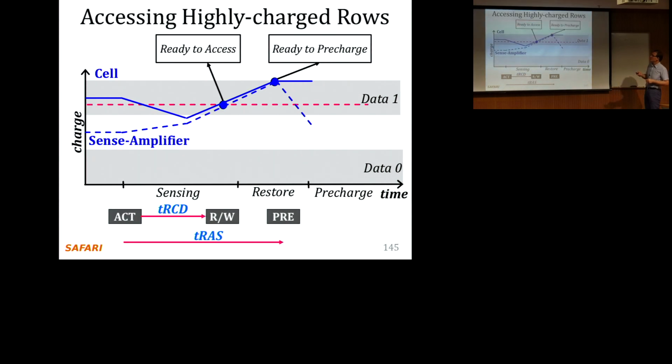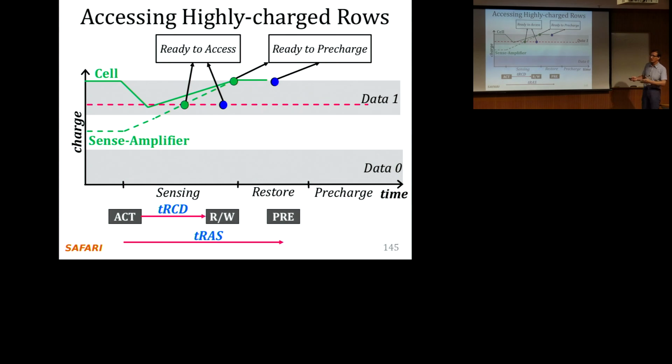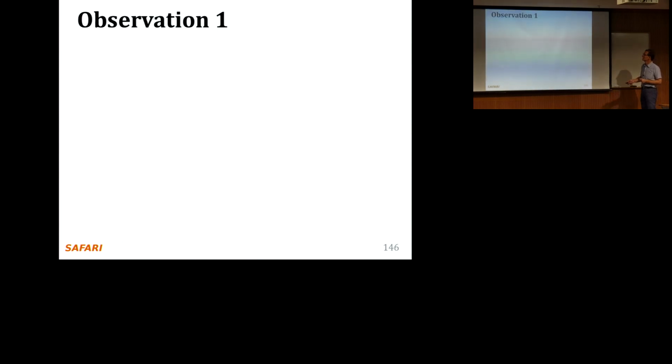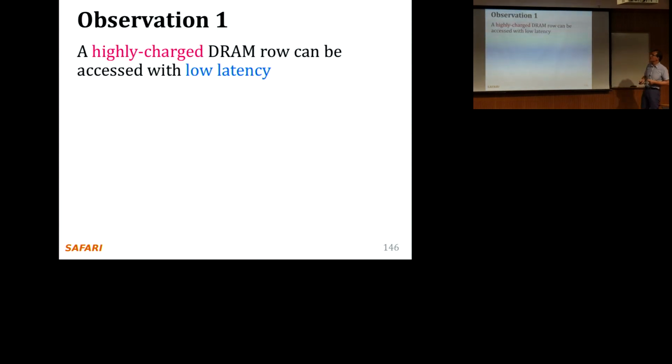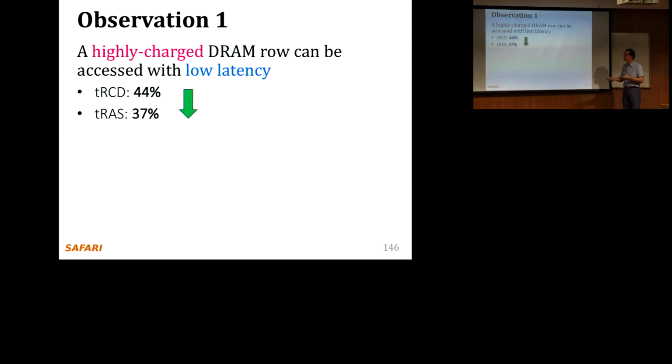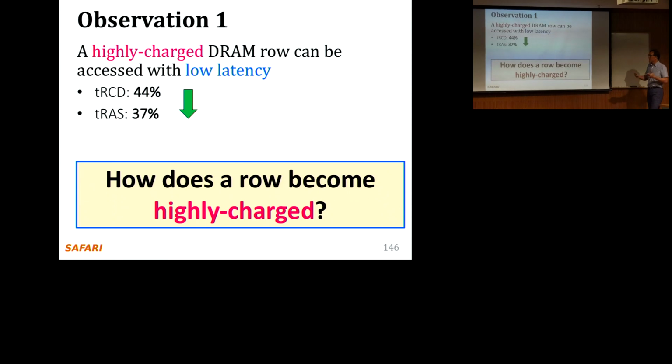So let's start with this. This is a cell that's somewhat charged, right? Its charge level is higher than the ready-to-access level. What if we started with a cell that had a lot of charge to begin with? Everything becomes earlier. Basically, things shift to the left. And we're going to exploit that shift to the left to reduce tRCD and tRAS latencies. So the first observation: a highly charged DRAM row can be accessed with low latency. And you knew that before. These are some results that are in the paper. Then the next key question is, how does the row become highly charged?